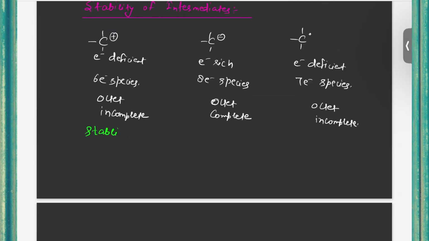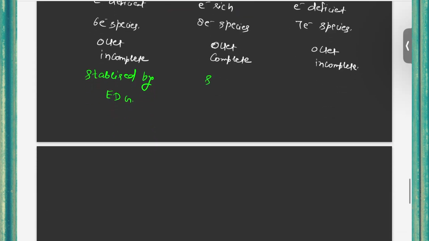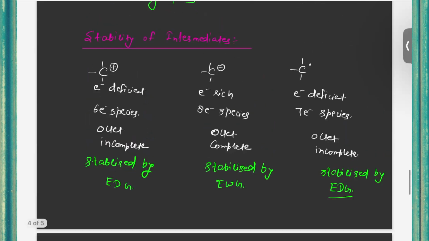You tell me, beta, when the carbocation is there, will it be stabilized by electron donating group or electron withdrawing group? Donating. Electron donating group, right? Because it is electron deficient, it needs electrons. So when an electron donating group is there, it will become stabilized. What about carbanion? Electron accepting. Yes, it will be stabilized by electron withdrawing group. And same here, radical is stabilized by electron donating group. Okay.